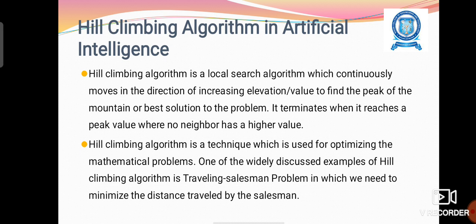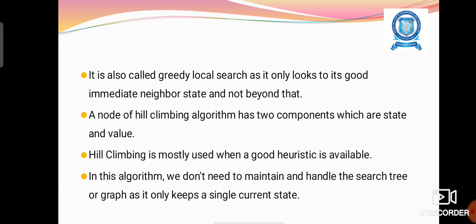Hill climbing algorithm. It is a local search algorithm which continuously moves in the direction of increasing elevation or value to find the peak of the mountain or best solution to the problem. It terminates when it reaches a peak value where no neighbor has a higher value. It is a technique which is used for optimizing the mathematical problems. One of the widely discussed examples of hill climbing is the traveling salesman problem, in which we need to minimize the distance traveled by the salesman.